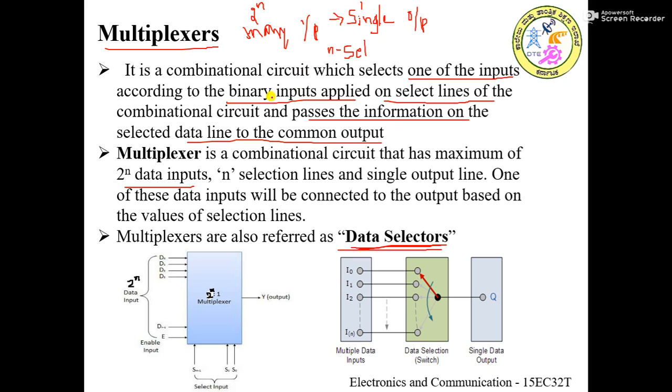Correct? So now let's read the definition once more. It is a combinational logic circuit which selects one of the inputs, that is, out of 2 to the power of n inputs, only one input will be selected based on what? Based on the binary inputs applied on the select lines. So one of the lines gets selected, and the information on the selected line is passed on to the output line.